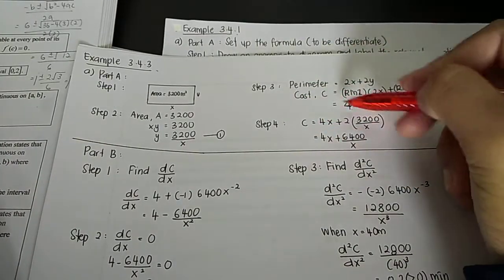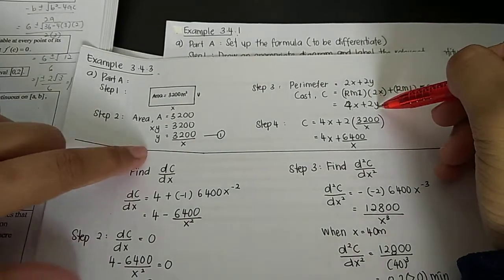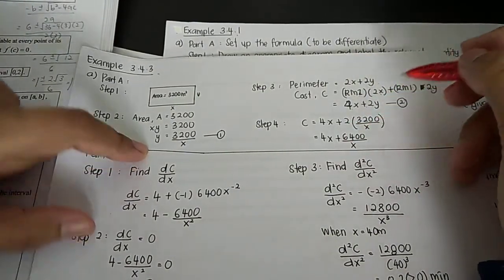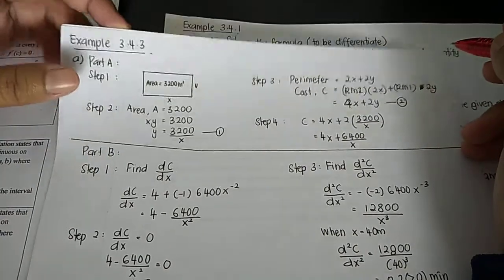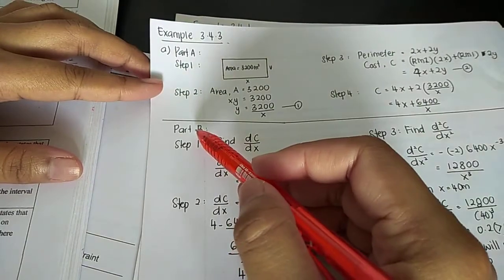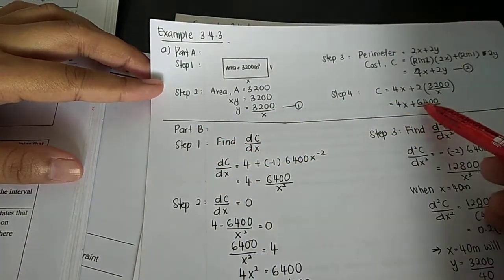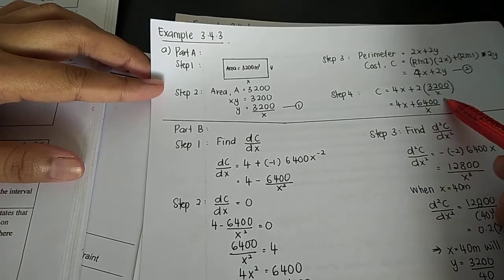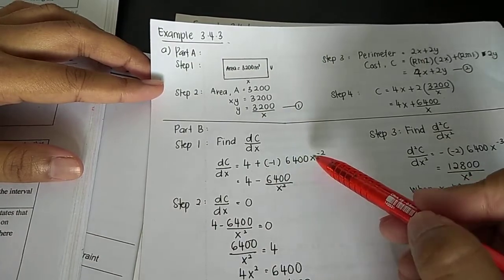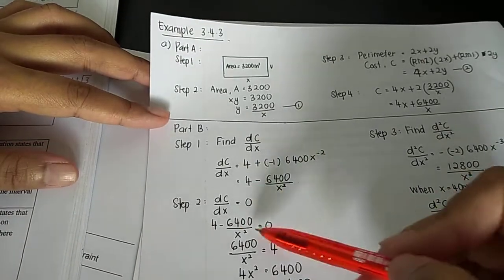And then step 4, so formula awak adalah 4X plus 2Y. So Y ni gantilah kat sini, awak dapat 3,200 over X. So jawapan last 4X plus 6,400 over X. Okay, so dah dapat C, barulah start part B. Differentiate respect to X. So 4x dapat 4, 6400 bawah naik atas power negative 1. Okay, so that's why negative 1 kat sini. So 6400 x power of negative 2. So tulis balik kat sini and then equal to 0.